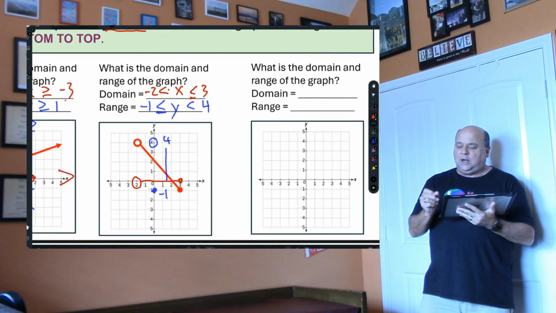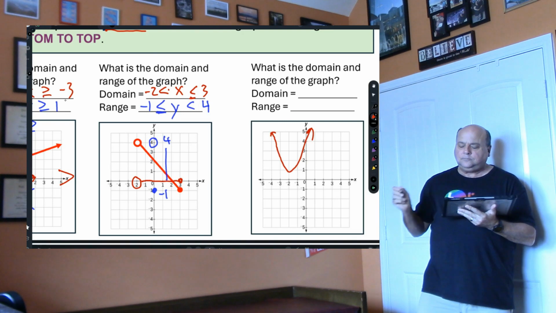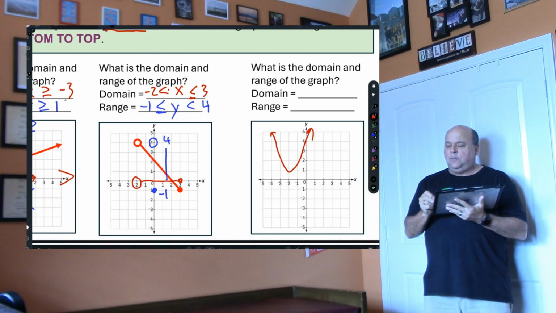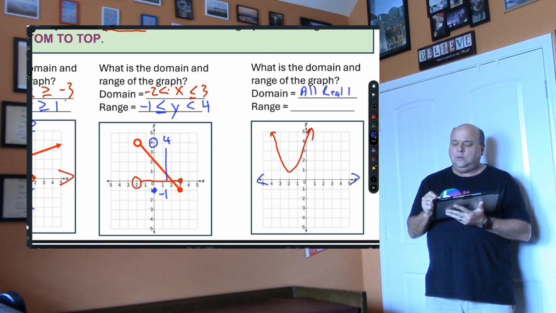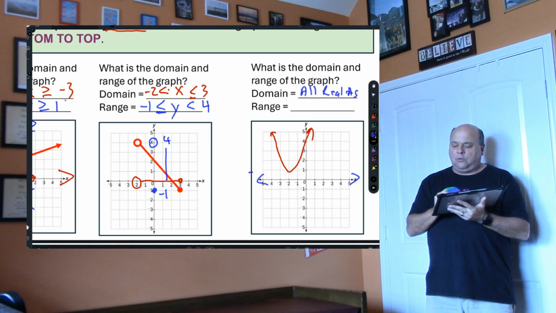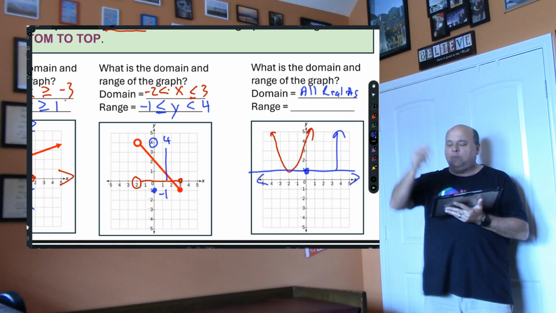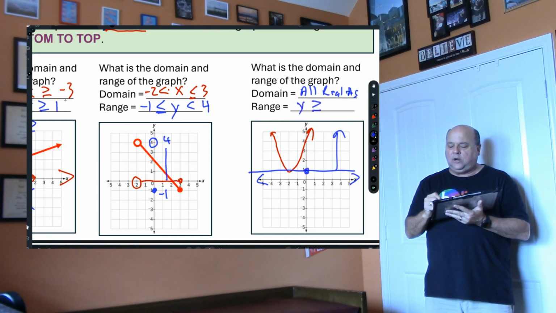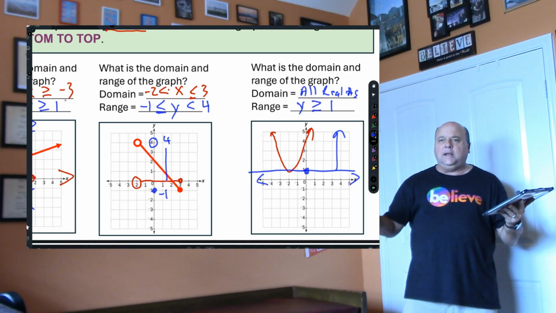And lastly, for the last one, I forgot to put the image there. Let's make a parabola that does this. Okay? So on a parabola, the domain is going to have 2 arrow tips. It's going to be all real numbers. And the range goes from here and up, right? The range starts at 1, and it's everything more than 1, so it's going to be y greater than or equal to 1.